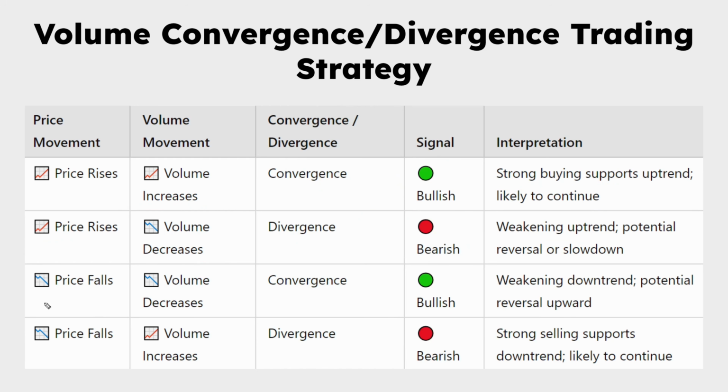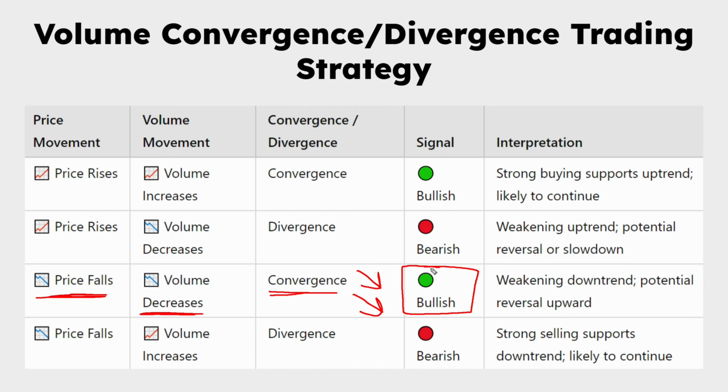But now then, what about the third option here when we have the price falling and the volume decreasing? This right here is a convergence. Why? Because the volume and the price are going in the same direction. But what about the signal? Well, this right here is actually a bullish signal.